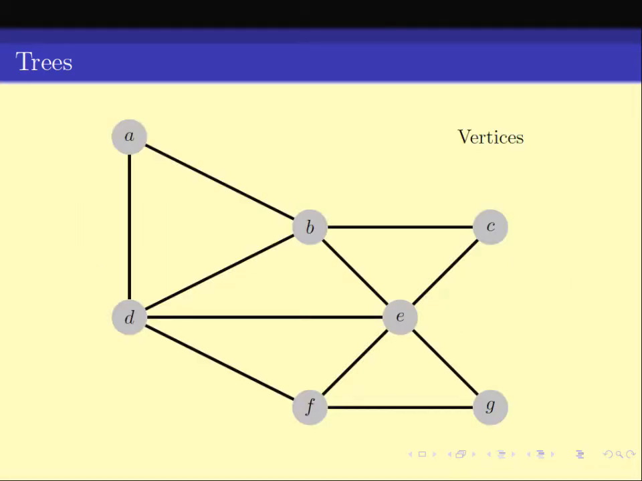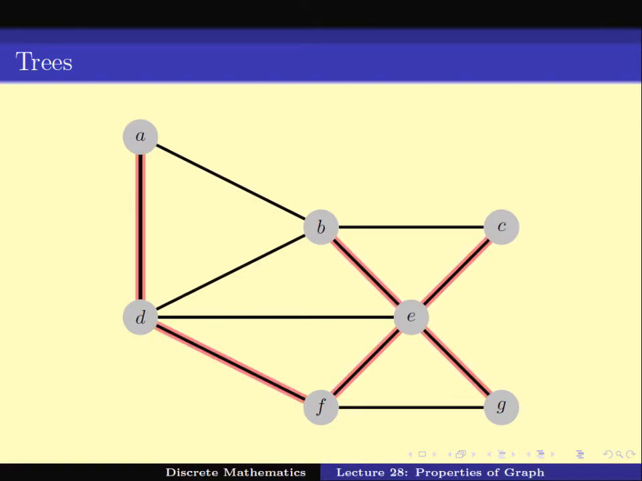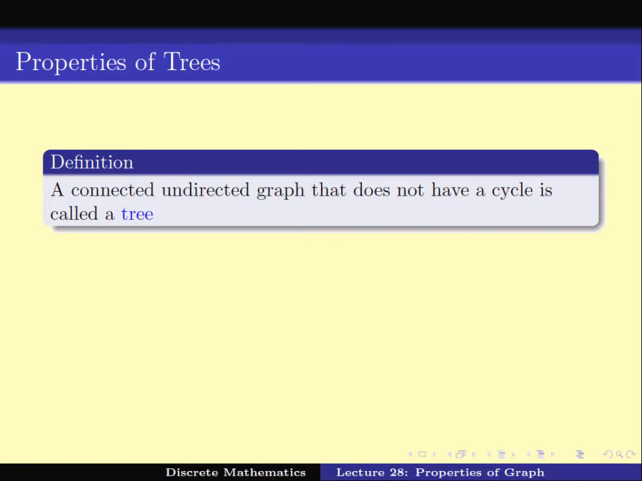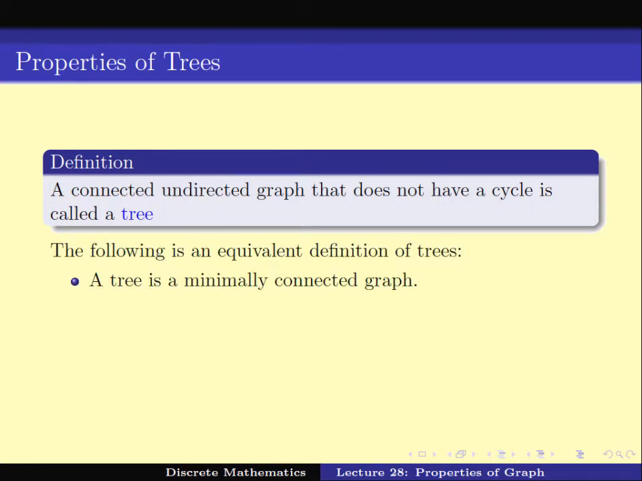So if this is a graph, for example, then this is a tree: the red edges give you a connected graph, and there is no cycle. So it's a tree. Similarly, this is also a tree. There can be various kinds of trees. So the definition of a tree: a connected undirected graph that does not have a cycle is called a tree. Now here is an equivalent definition of a tree, namely a tree is a minimally connected graph.